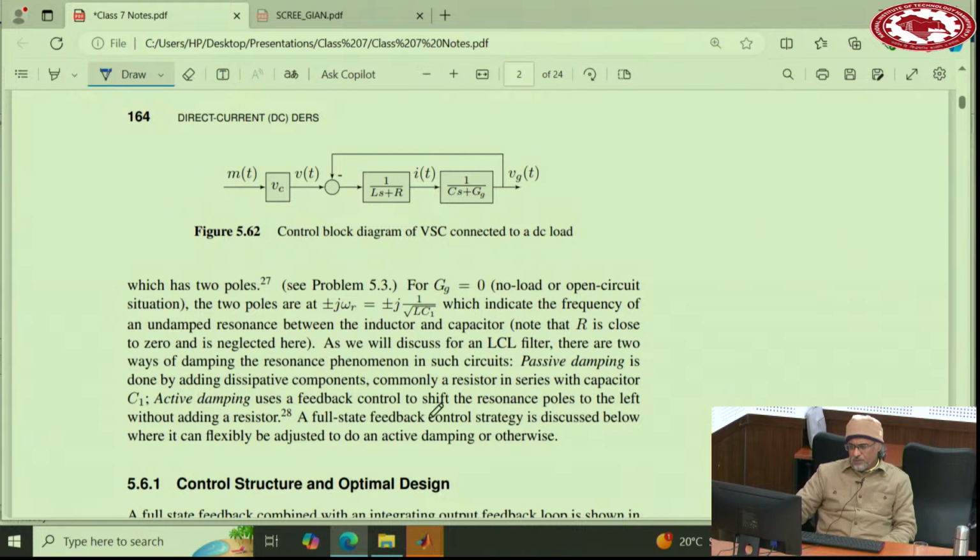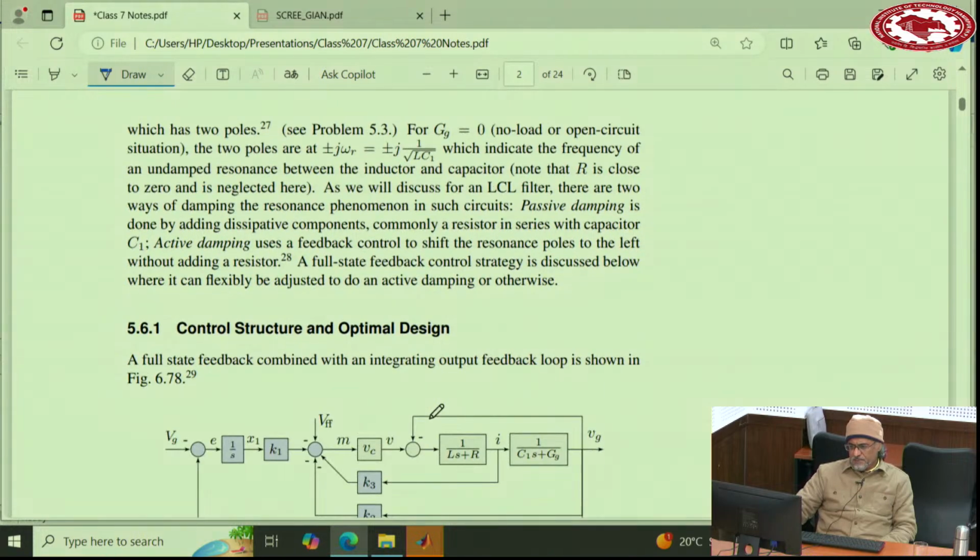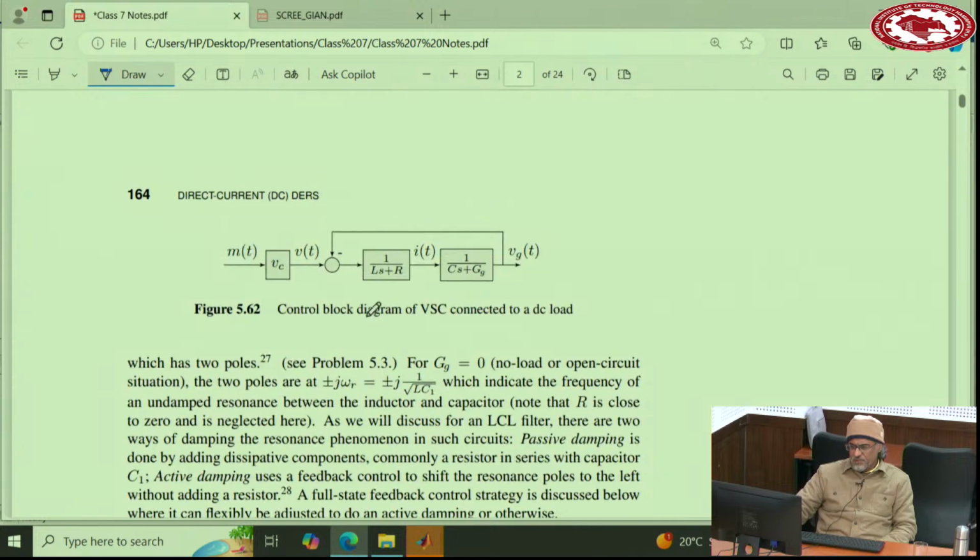So one thing we realize is that this system, if you look at the poles of this system, again it has two poles, not one pole. Generally speaking, at least in unloaded condition, not in loaded condition, these two poles are very close to the imaginary axis. If R is 0, which we know it's very small, and G is also 0, which is unloaded situation, the two poles are exactly on the imaginary axis.